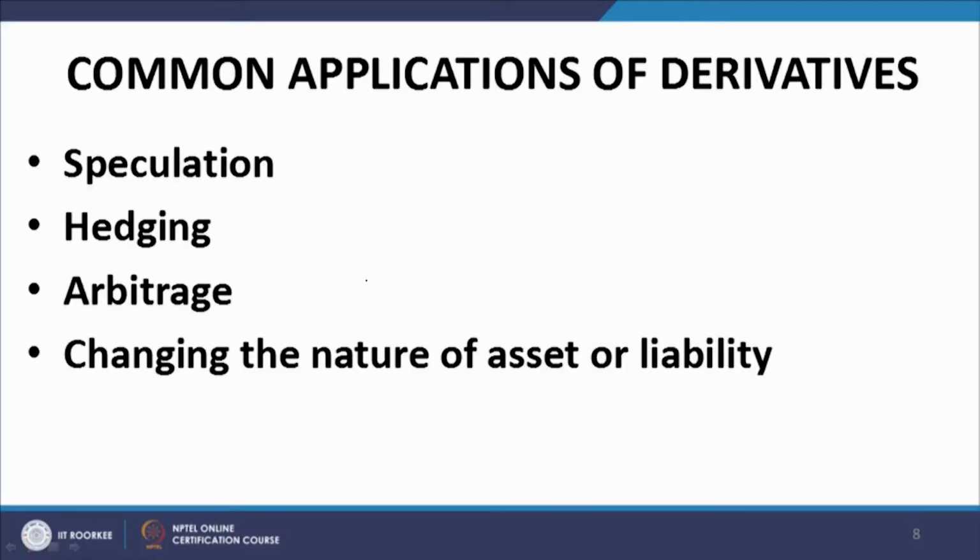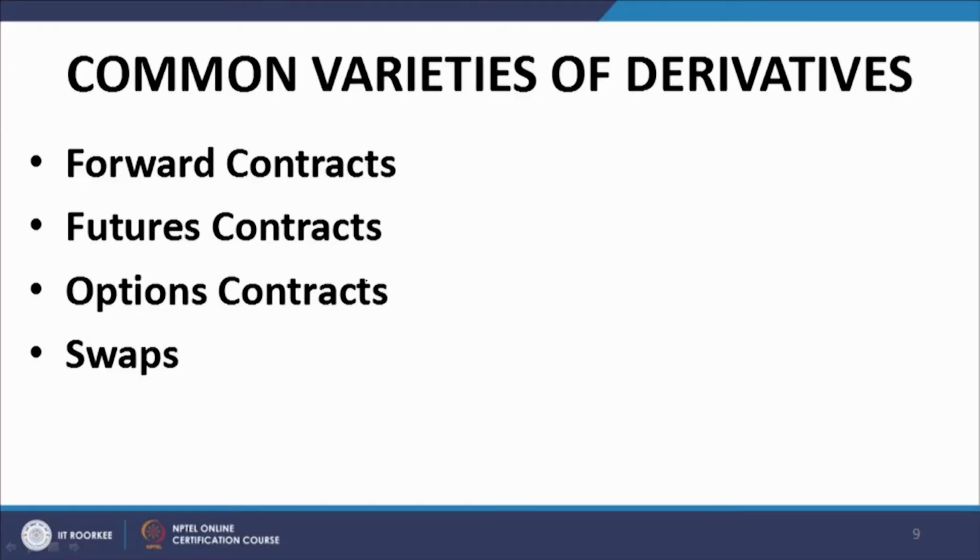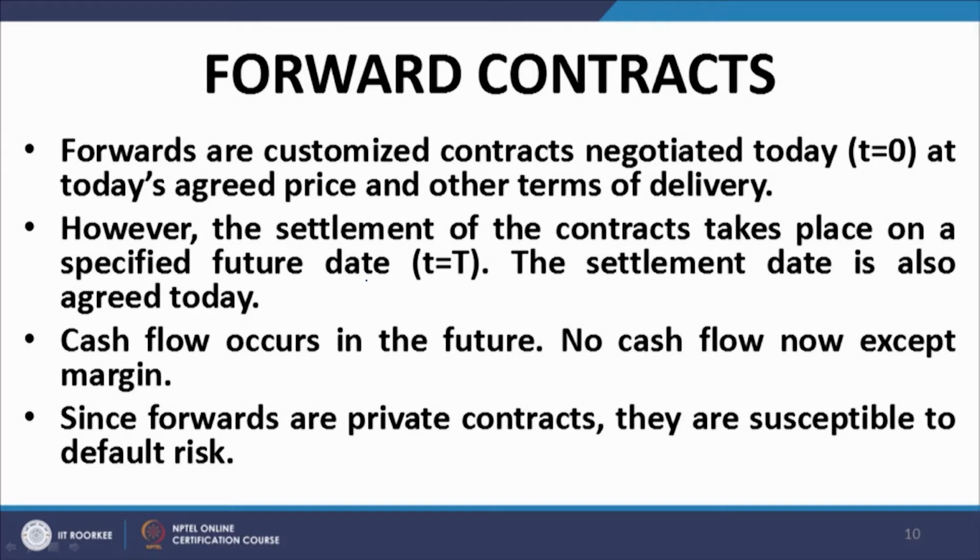Changing the nature of assets and liabilities: usually we use swaps to change the nature of an asset or liability. For example, the most popular type of swaps are interest rate swaps, which are used for changing a fixed interest rate liability to a floating interest rate liability, or vice versa. Then common varieties of derivatives: we have forwards, futures, options and swaps, and then we have combinations of derivatives like futures options.